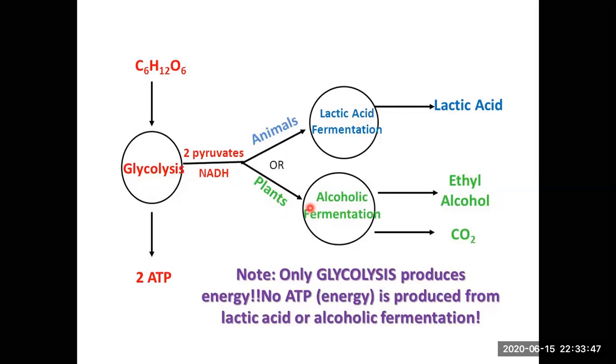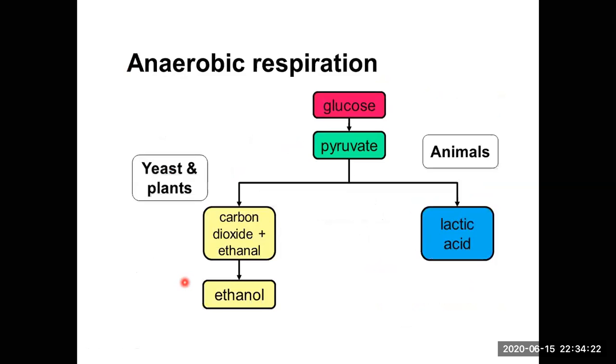Note that only glycolysis produces energy. No ATP is produced from lactic acid and alcoholic fermentation. You can see here, glycolysis is giving us 2 ATP, but in the case of aerobic respiration, the complete Krebs cycle was giving us 36 ATPs, while here you can see no ATP. So only glycolysis is giving us 2 ATP, while after the completion of whole aerobic respiration, we will get 38 ATP molecules. In contrast, in anaerobic respiration, we get only 2 ATPs. So anaerobic respiration produces less ATP, while aerobic respiration produces more ATP.